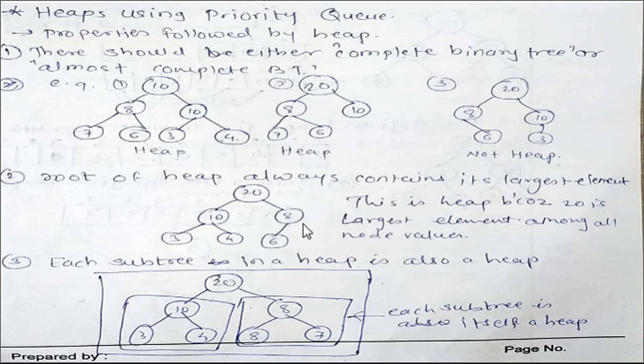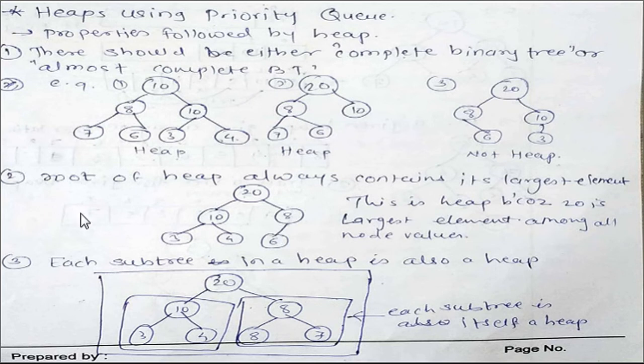Here we can see an example of this. Here we have 20, which is the largest element, or largest node, among all the nodes available in the tree. Again, in the same way, 10 is greater than 3 and 4, and 8 is greater than 6. So we can say that this is a heap.